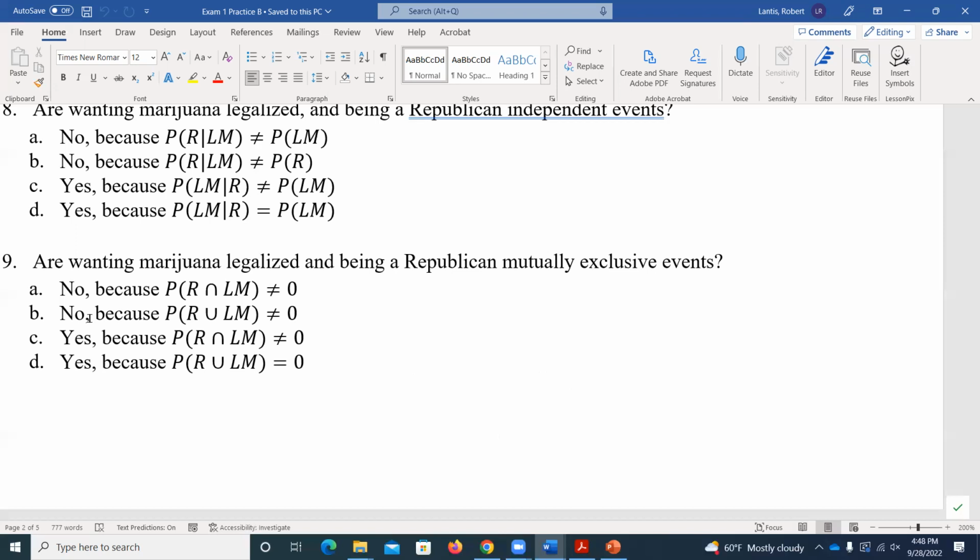Well, how do I actually check this? How can we rewrite the conditional probability? We did it over there. We took the intersection of these two events and divided by what I'm conditioning on, right? That's exactly what we did over there. So we've already found this conditional probability is 0.3. Is this equal to or not equal to the probability of just, without conditioning or anything, that someone wants marijuana legalized?